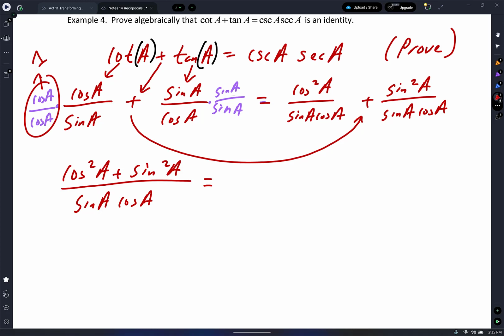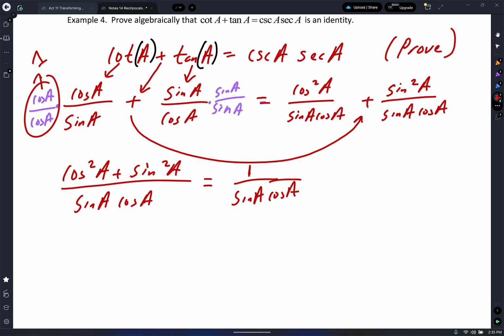Right. And then from there you look at it and you say, well, what else can I do? Look at the numerator. There should be some red flags. Cosine squared plus sine squared, as long as the argument's the same, is equal to 1. That's the Pythagorean formula. So 1 over sine A cosine A. So catch up to there.